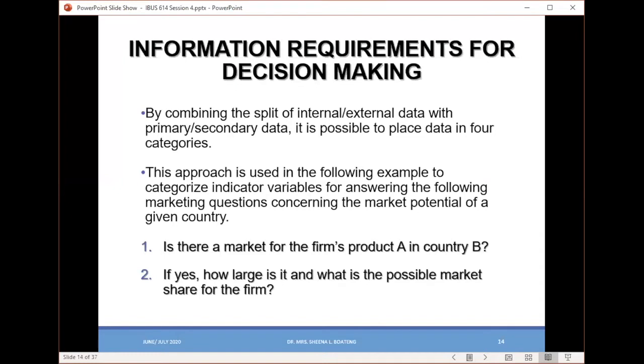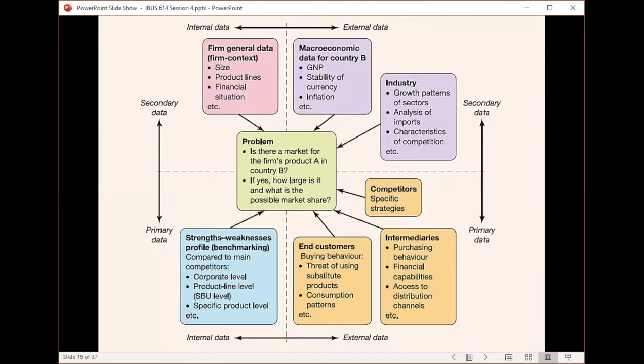Okay. So like I was saying, these 4 categories can be used throughout the global marketing process for your decision making, and we are going to see how these 4 categories are applied in decision making concerning the following 2 questions. The first one being, is there a market for the firm's product A in country B? And then if yes, how large is this market? And what is the possible market share for our firm? So let's look at this diagram for a moment.